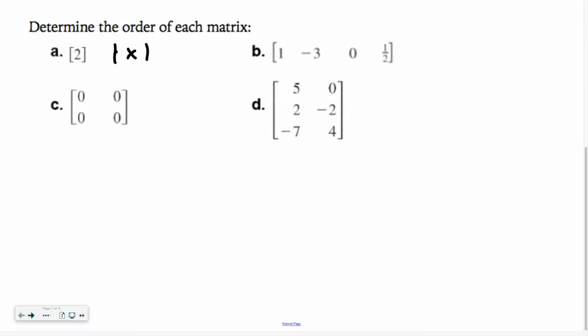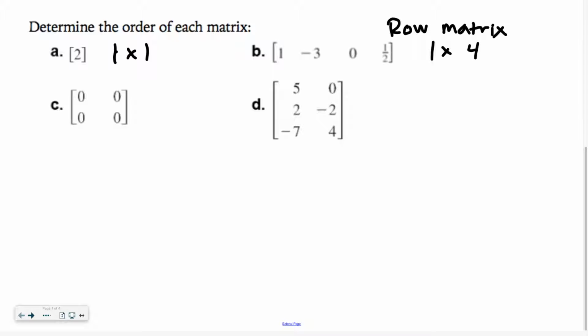Okay, for A, you should have 1 by 1. For B, that's a 1 by 4. Remember, row is horizontal, so you have 1 row, but you have 4 entries, so that would be 4 separate columns. This matrix also has a special name. It's called a row matrix because it looks like a single row. All row matrices have their first dimension, or first part of the order, as 1. Can you imagine what a column matrix might look like? A single column, right?